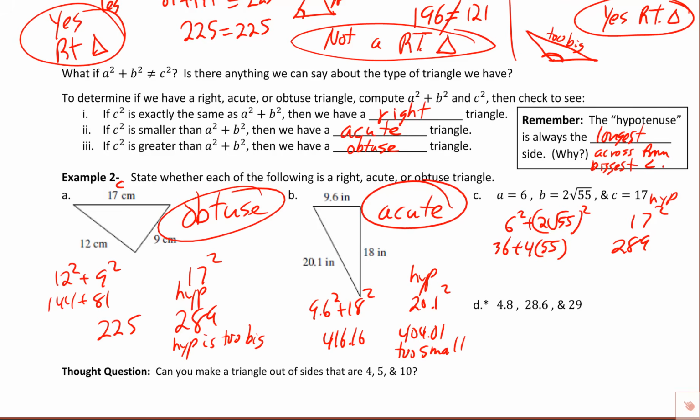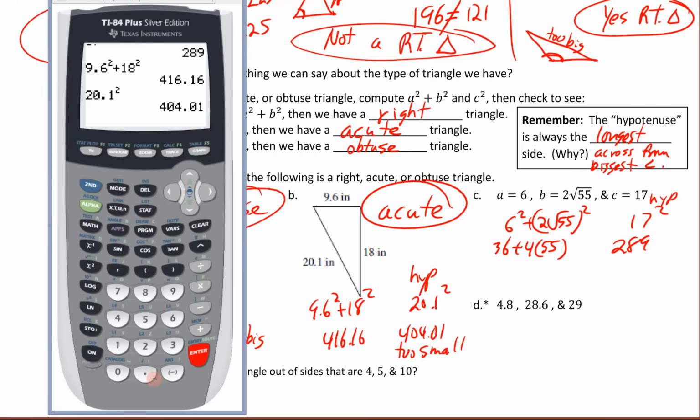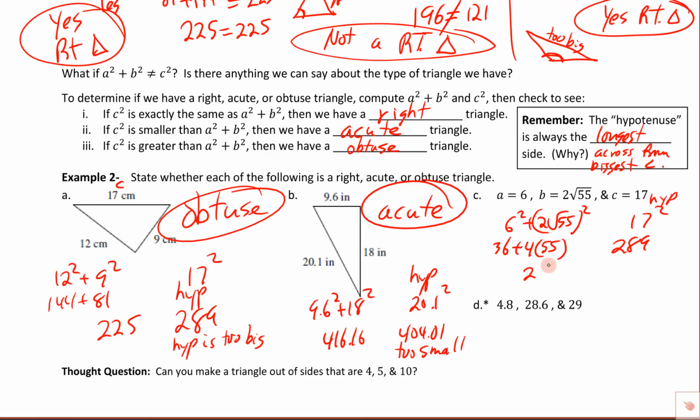So we've got 36 plus 4 times 55. Whoops. Come back here and hit times 55. Hit enter and see what we get. We get 256. Interesting. 256. And we've got 289. Okay, that means this is the hypotenuse and it's too big. So too big, that means obtuse. Okay, that's going to be obtuse.